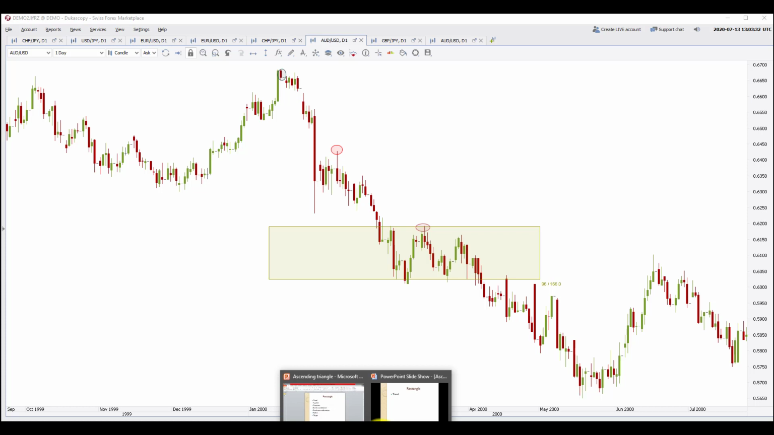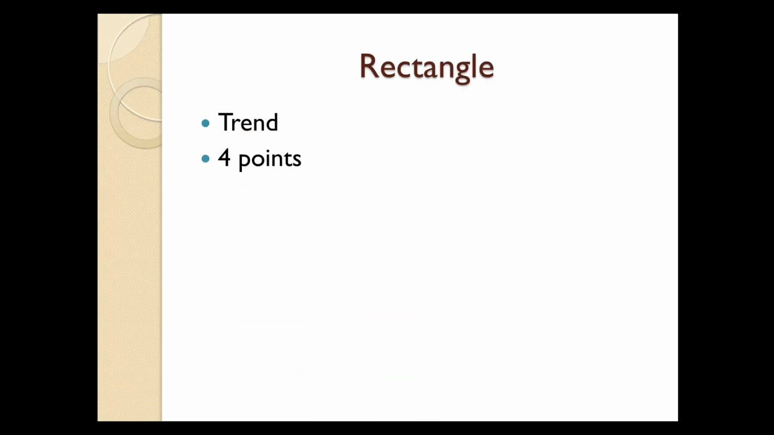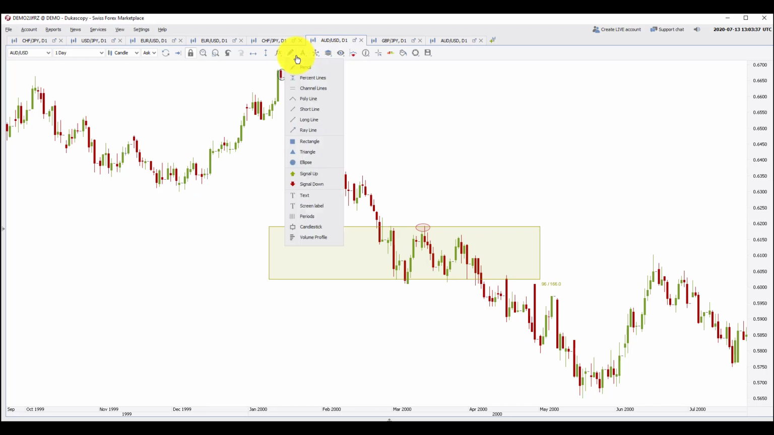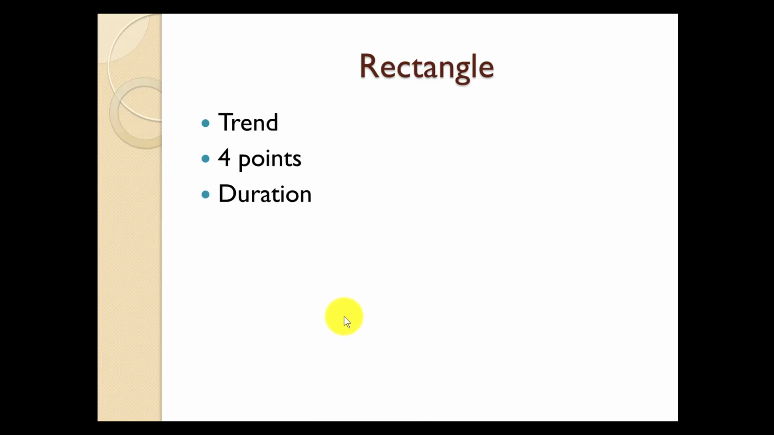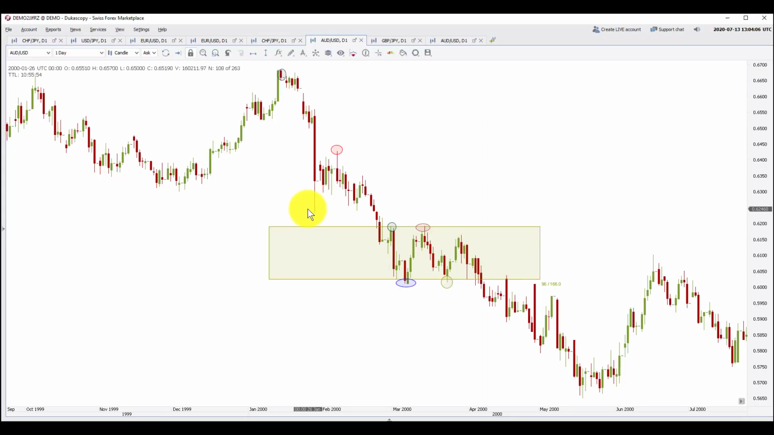After that, what we need is 4 points. Those 4 points, if you remember, were 2 highs and 2 lows, the 2 highs at approximately the same level and the 2 lows at approximately the same level. After that, I had told you that there should be a duration. I told you it is supposed to be 3 months. You should ideally look for 3 months duration, but a bit less than that is acceptable, but very much less than that is not acceptable.